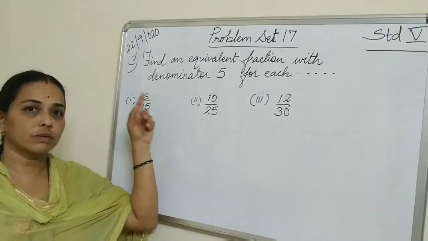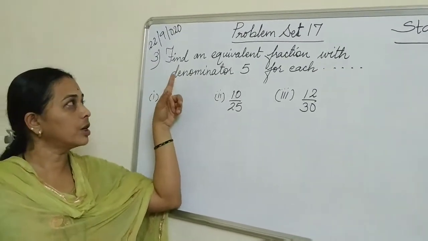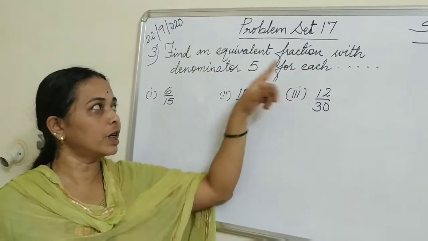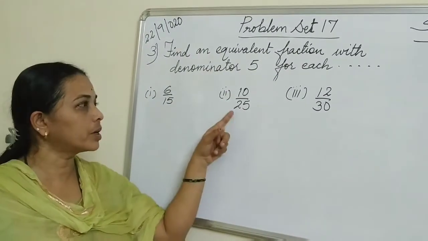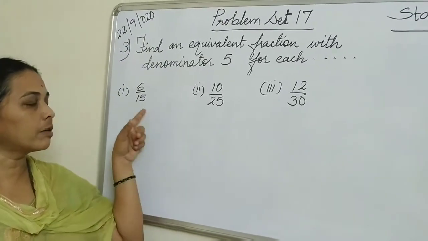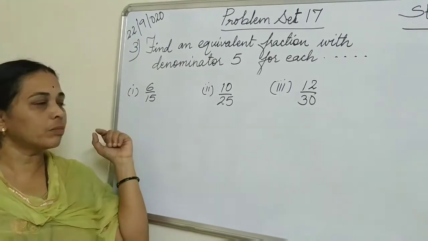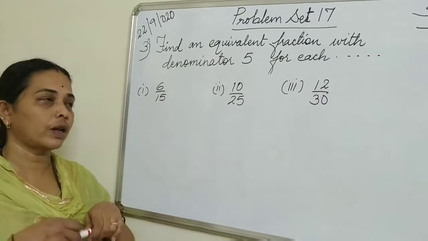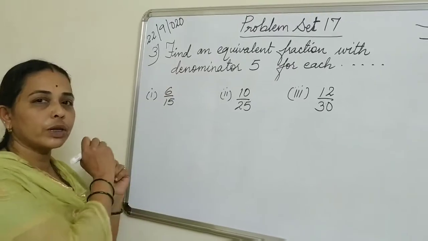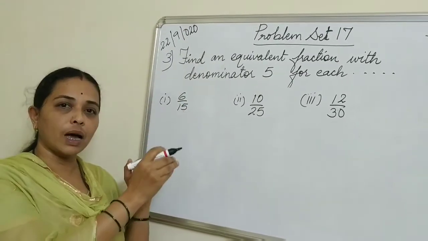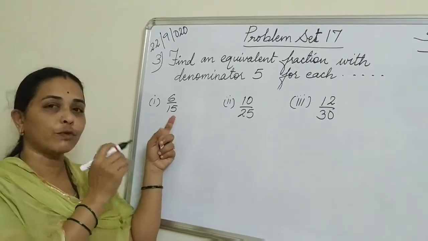See, we have to make question number 3. Find an equivalent fraction with denominator 5 for each. You have to make now denominator 5. Okay. So see, all these denominators are bigger than 5 and they are all multiples. So we have to divide the denominator by 5 now. Okay. You have to make the denominator 5. That means you have to divide that number. Divide this number by its divisor to get 5 here.